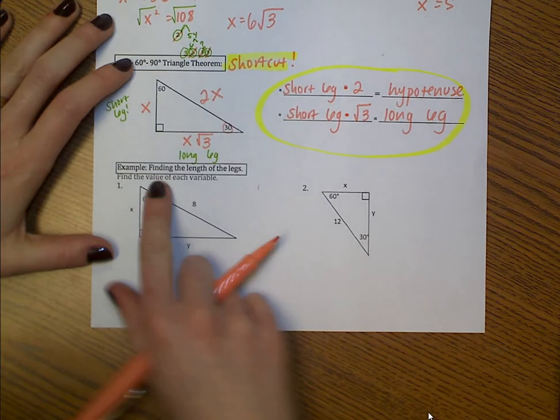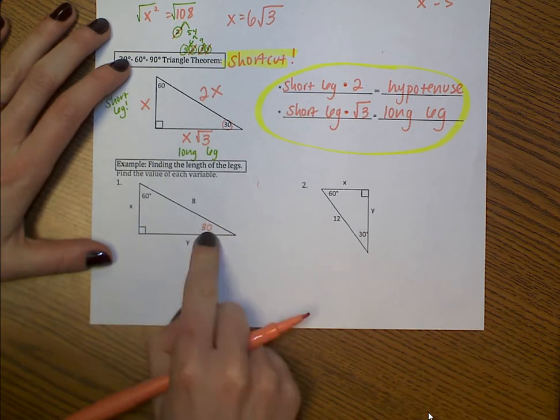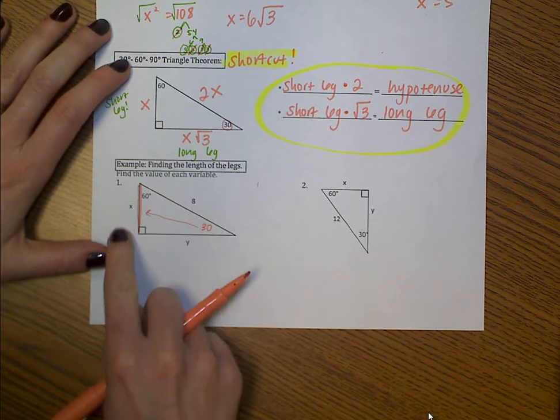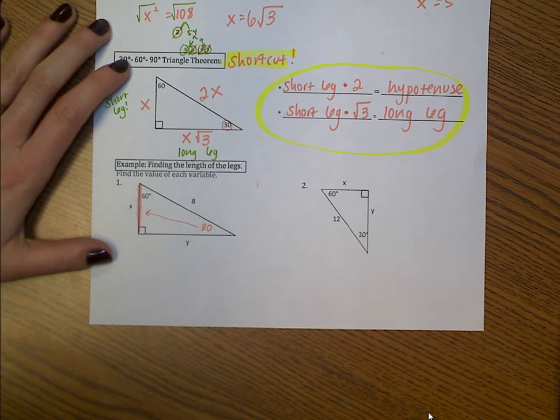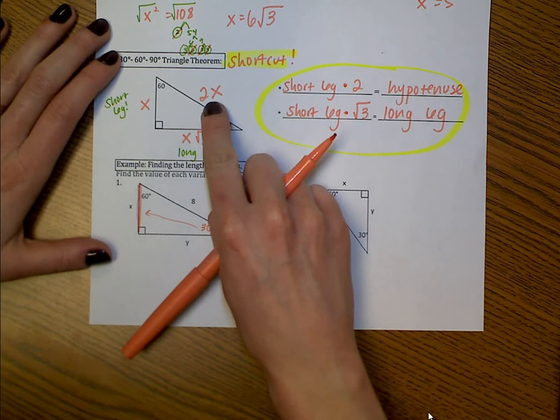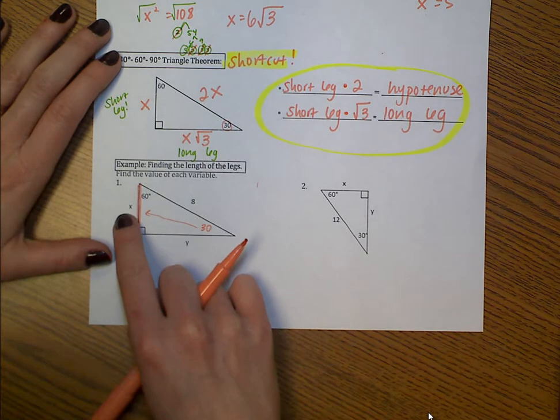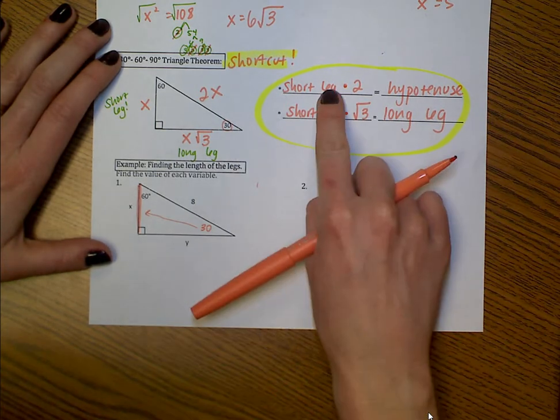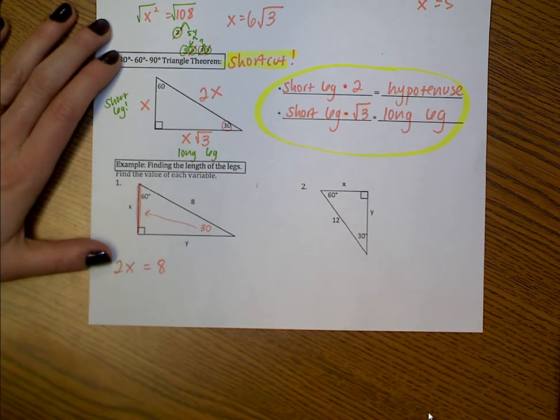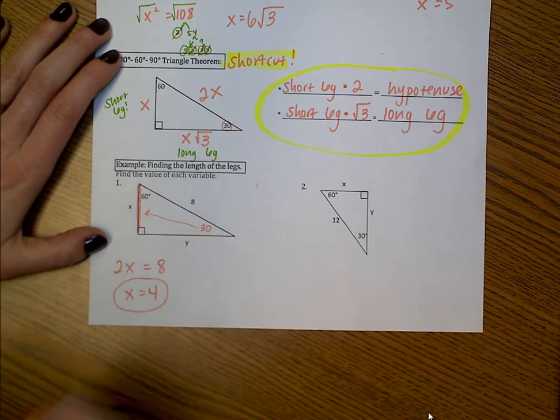Finding the lengths of the legs. So let's see, there's the 60, so that's the 30. Across from the 30, this is the short leg right here, and it's x. Notice the only piece they gave me was the hypotenuse. I should be able to look at this one pretty easily. I know that 2 times the short leg equals the hypotenuse. So 2 times x equals 8. I can solve that. Divide by 2. So the short leg is 4.